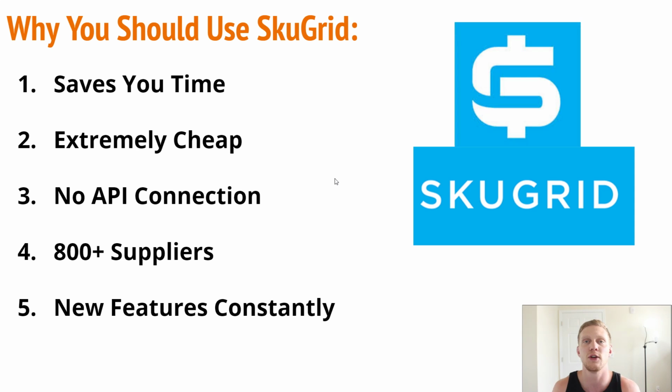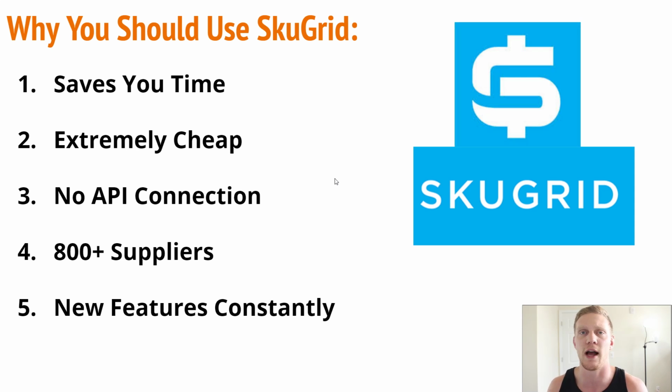And number five, there's new features added constantly. They are constantly getting into new updates, new changes, different marketplaces. There's really no other software out there that does eBay dropshipping, does Amazon dropshipping. I just connected Sku Grid to my Amazon store for a specific supplier. It does everything.